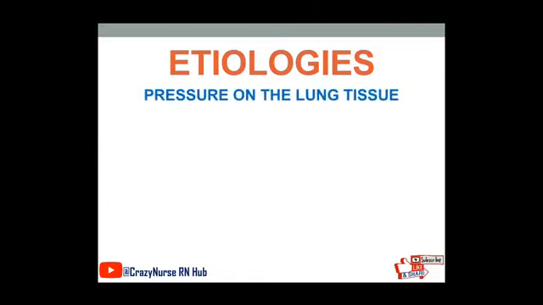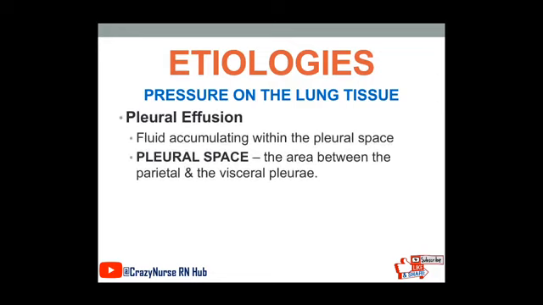Now let's have the etiologies. In addition, atelectasis may develop because of excessive pressure on the lung tissue, which restricts normal lung expansion on inspiration. Such pressures can be produced by fluid accumulating within the pleural space. It is called pleural effusion. We also have the term pleural space. This is the area between the parietal and the visceral pleurae.